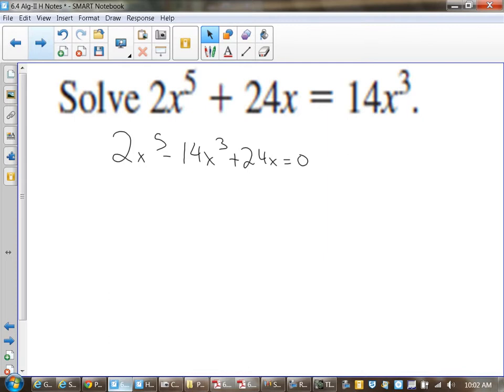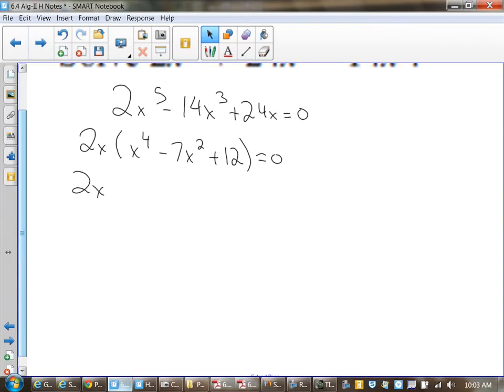Very good. Factor out a 2x. Everybody agree on that? That's your GCF. Then I have x to the 4th minus 7x squared plus 12. Are my powers decreasing in half each time? So what times what's positive 12, you add together to get negative 7? Negative 3, negative 4. Yeah, good. So we go again. 2x, parentheses, x squared minus 4, x squared minus 3.